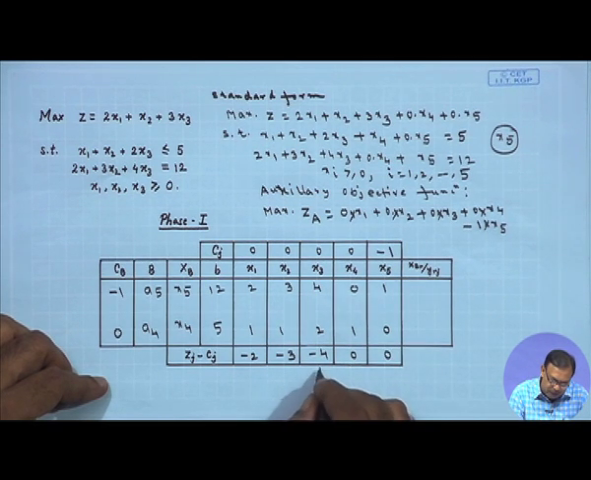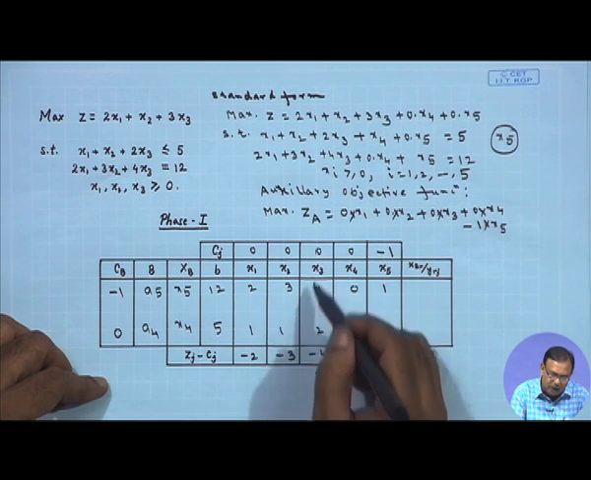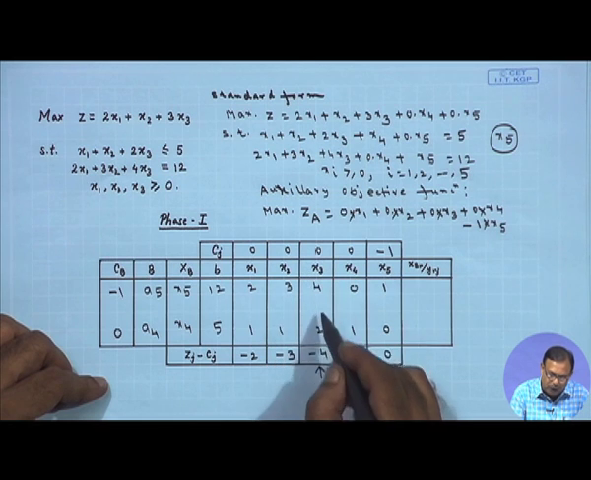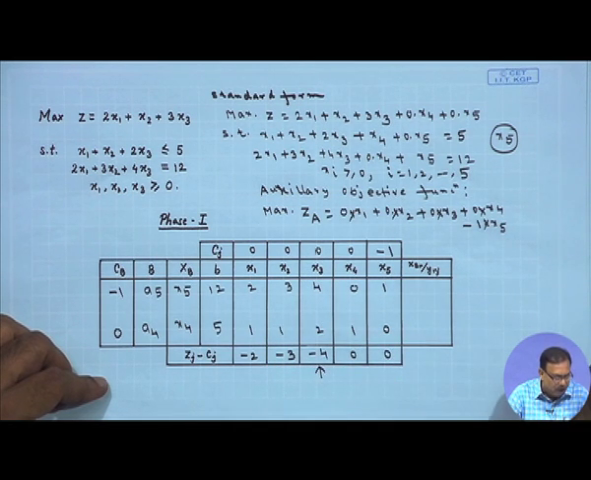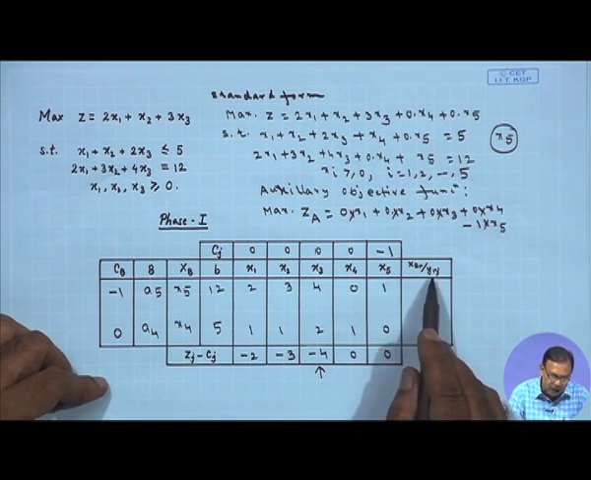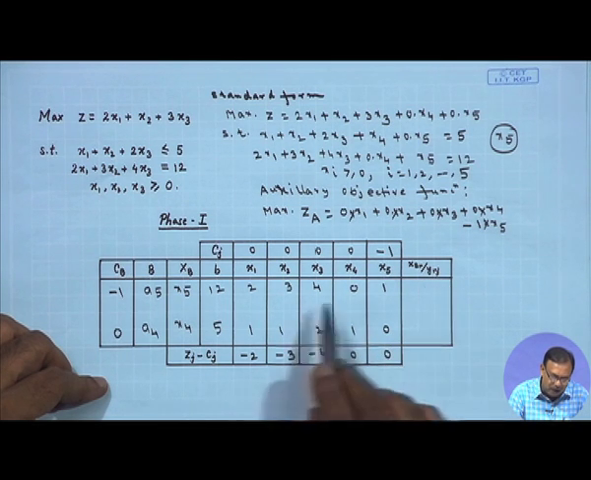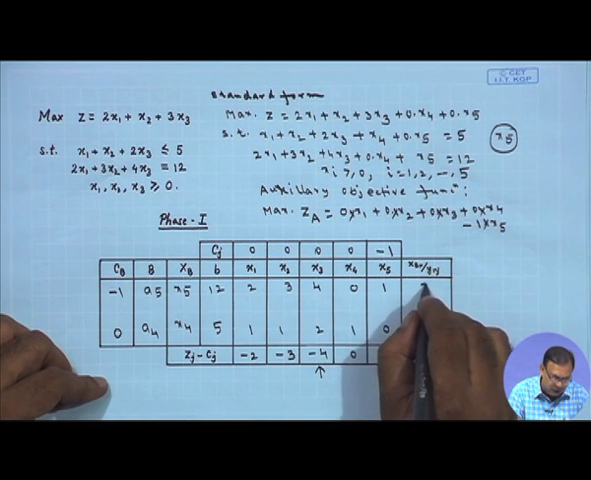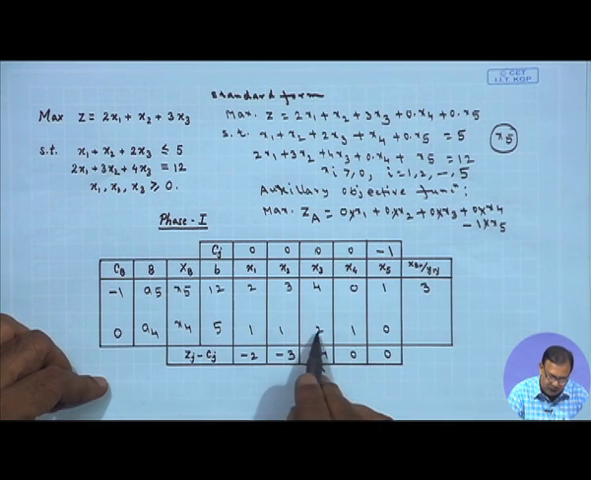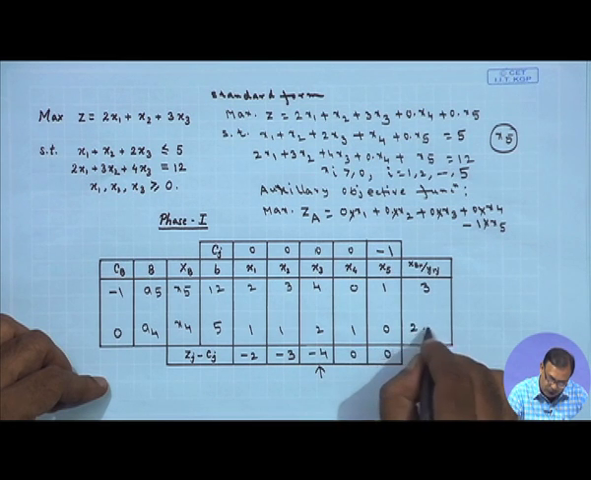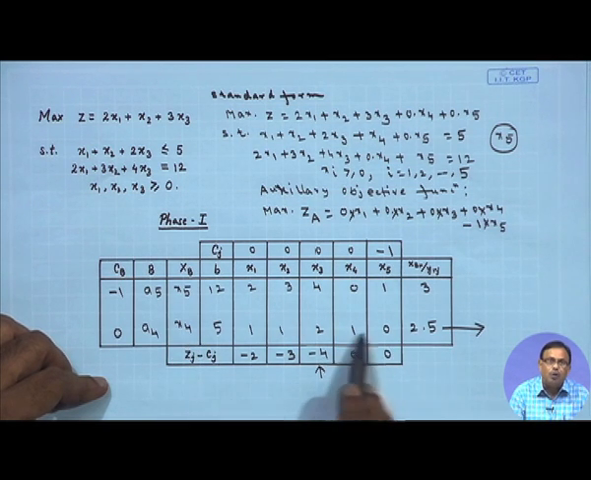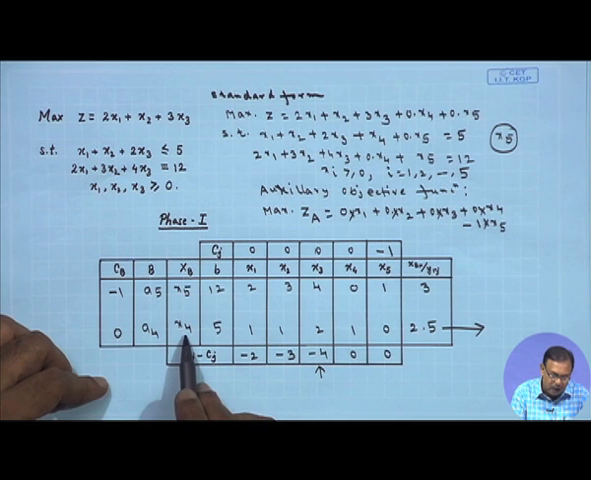So, the most negative is this one, that is this column. So, your entering vector will be x3. Now you have to calculate the ratio, that is b by xb. So, the ratio in this case is 12 by 4, that is 3, and in this case 5 divided by 2, that is 2.5. So, your outgoing vector is x4.